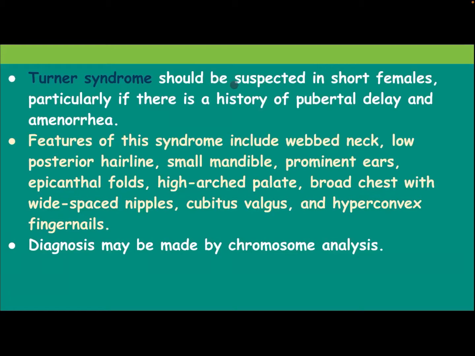Turner syndrome should be considered in a short female, particularly if there is a history of pubertal delay and amenorrhea. Features of this syndrome include webbed neck, low posterior hairline, a small mandible, prominent ears, epicanthal folds, high arched palate, broad chest with wide-spaced nipples, cubitus valgus, and hyperconvex fingernails. Diagnosis may be made by chromosomal analysis.